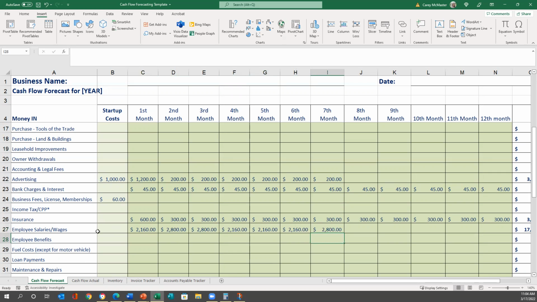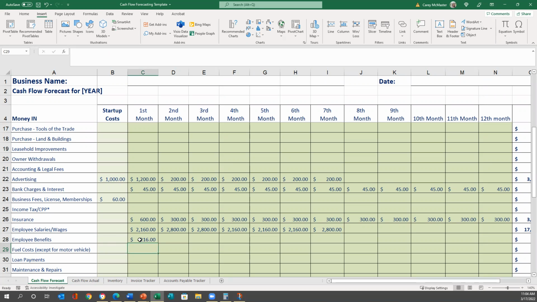Okay, so we've got the employee's wages or salary. As an employer, you have to contribute to your employees' CPP and EI, and I usually calculate that at about 10%. So what I can do is put in a formula here, which is equals this number times 0.1, and that will give me the 10%.